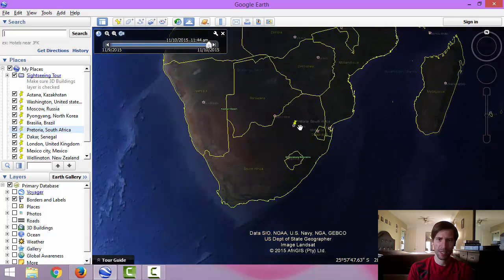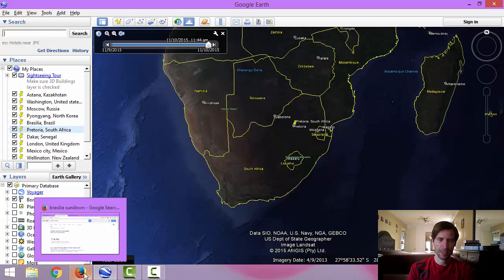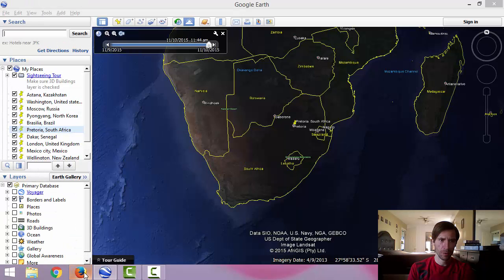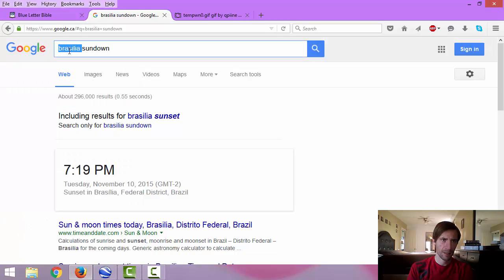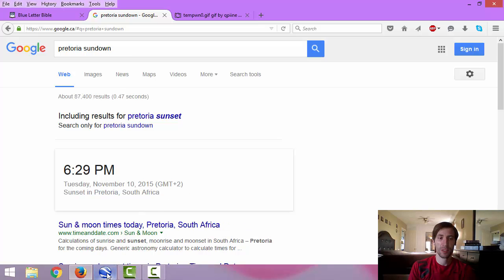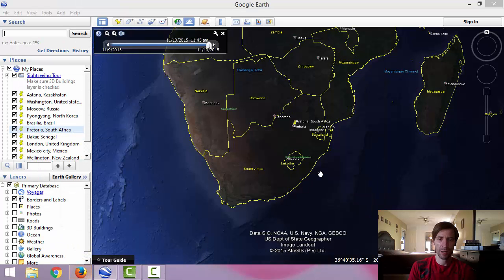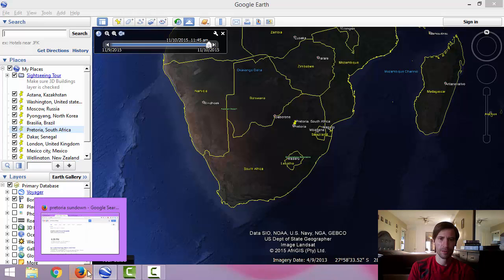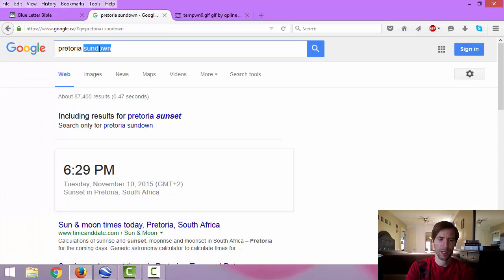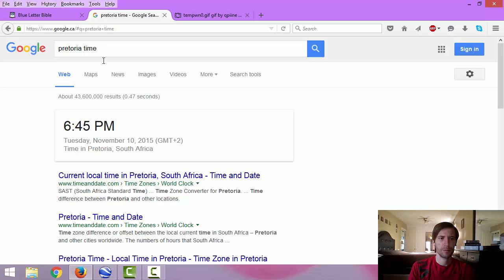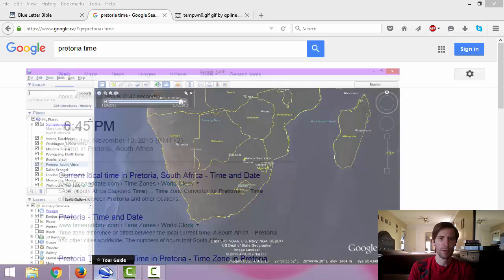They just hit it. So let's look at where are we at? Pretoria. Let's look at Pretoria sundown. See, it's 6:29 p.m. the time that the sun goes down, right? Now, guess what time it is? Should be around 8, right? Maybe 8:30 p.m. Oh, well, I was wrong. It's 6:45. But you know what I mean, right?